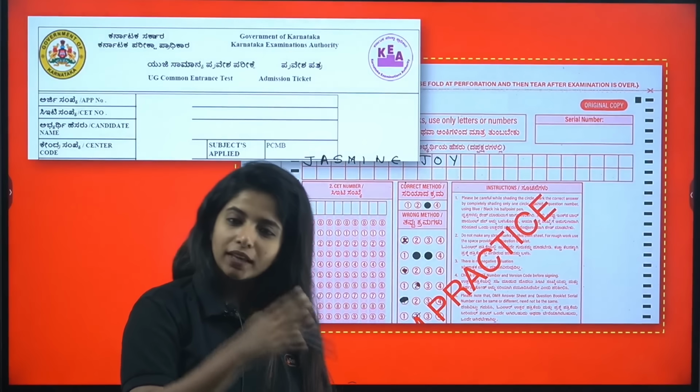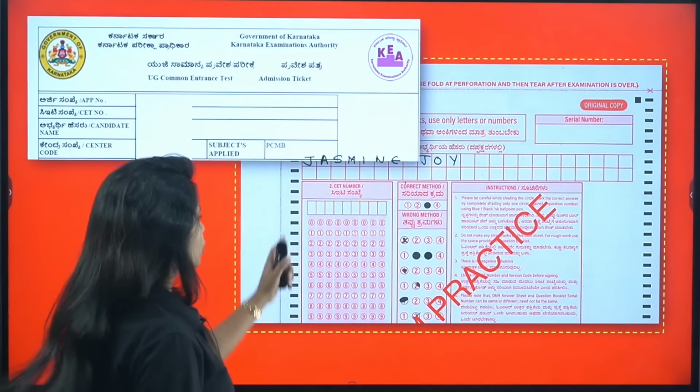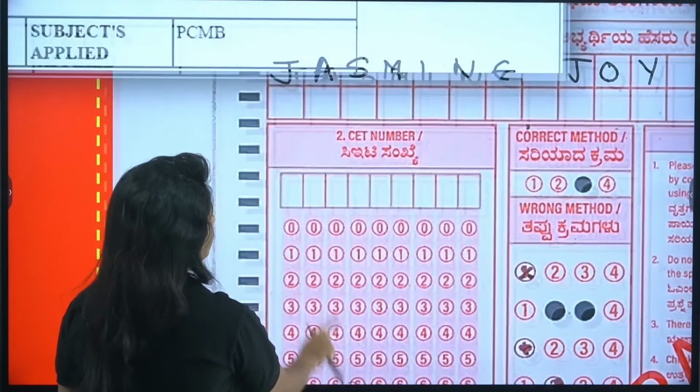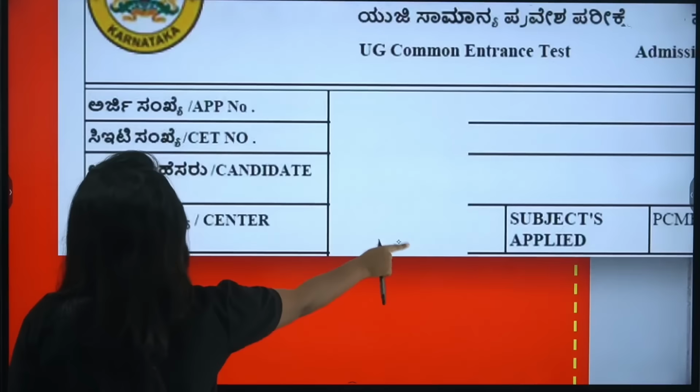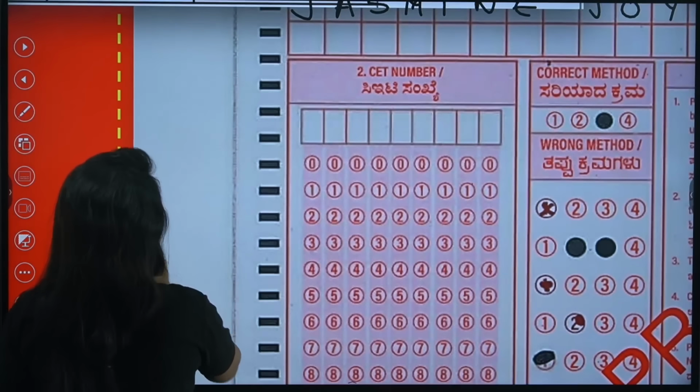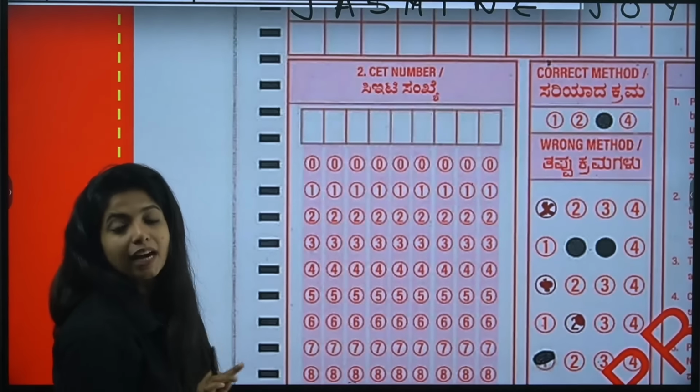So you just have to look at your admit card and fill in this particular column. Again, how do you fill in this column? For example, the CET number which is there, I am saying it is 1 2 3 4 5. So what do you do? Over here you have to shade that particular thing.